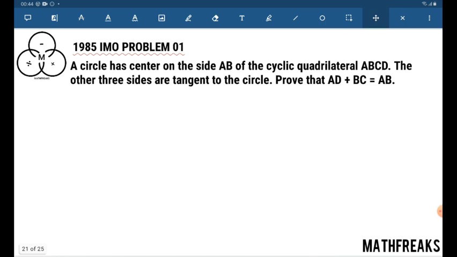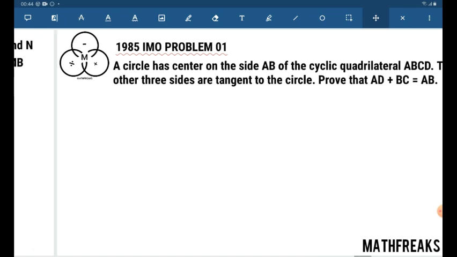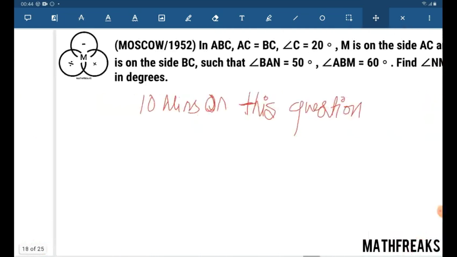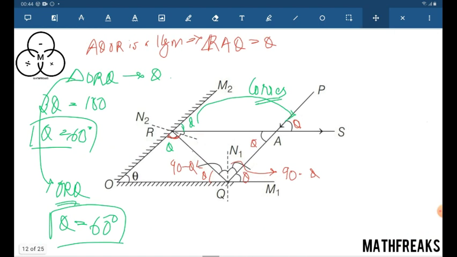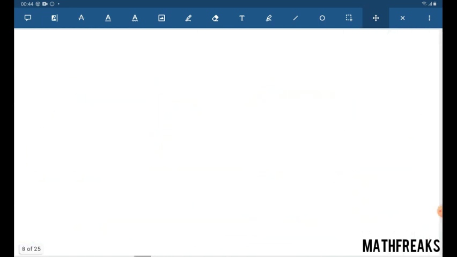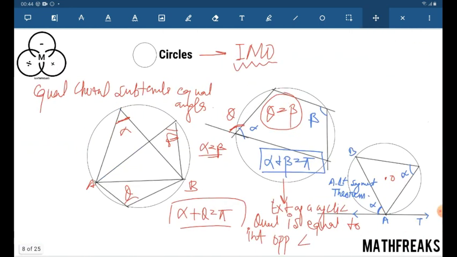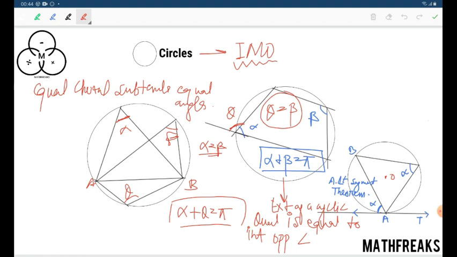The last problem from 1985 IMO. What is the inspiration behind this problem? Is this page circles? Only two important things, this and this, we are going to use.